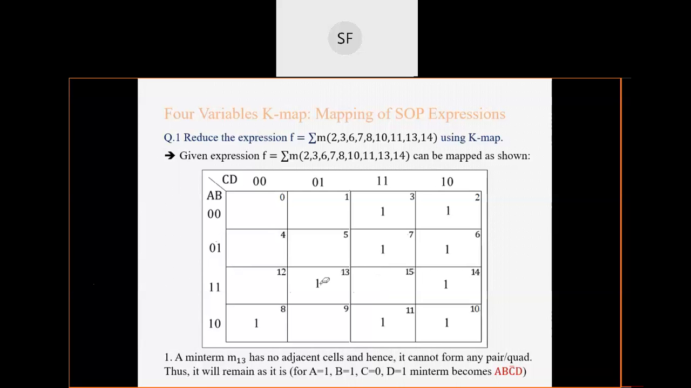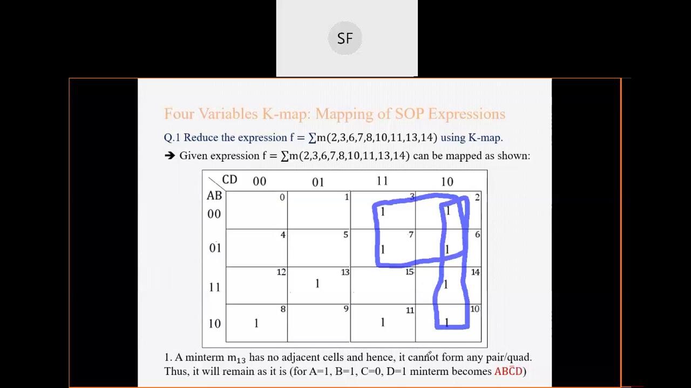Is there any quad possible? Yes, sir. Yes, please tell me. Which is the quad? Just tell me the values of the cells. 3, 2, 7, 6. Yes, one quad is this. Very good. Again, how will you do the combination? 2, 6, 14, 10. Yes, yes. Again, this is your second quad. Very good.